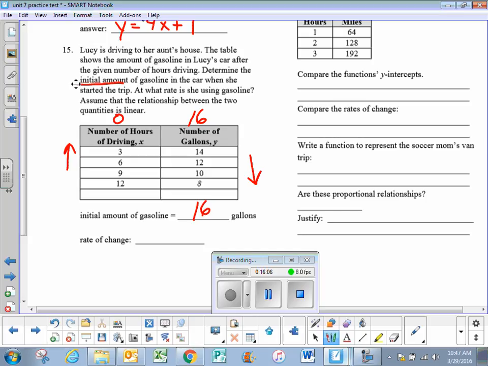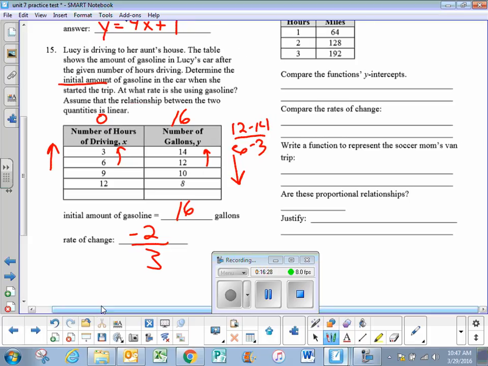Okay, so then what's the rate of change? Well, what's 12 minus 14 over 6 minus 3? Negative 2/3. Or you could say negative 2 gallons every 3 hours, because that's what it means, right? So, that question or 2 questions? Yep, 2 points. So get those right. This next one's worth 4.